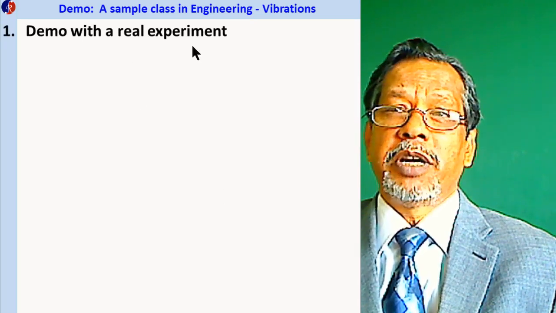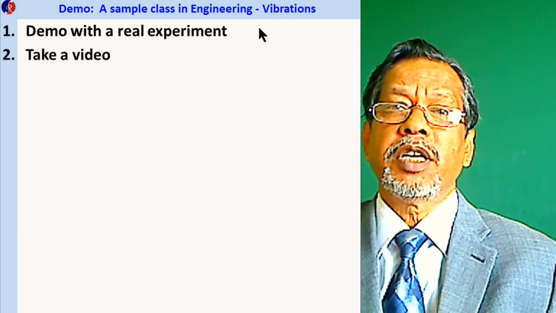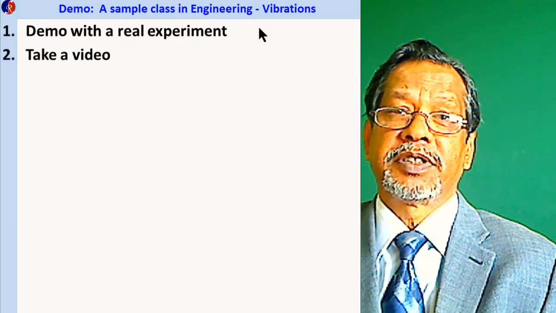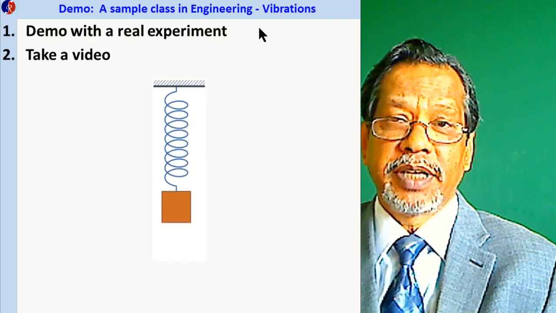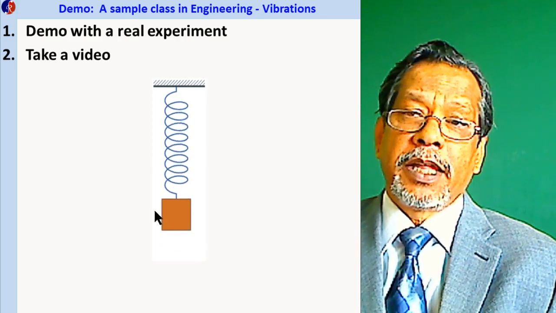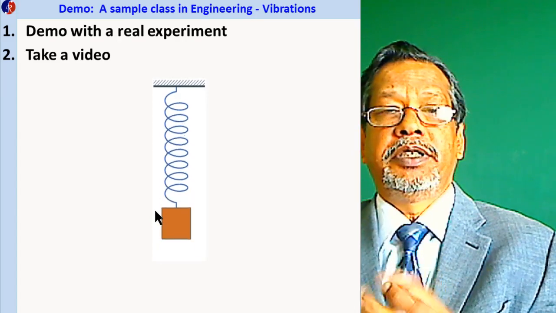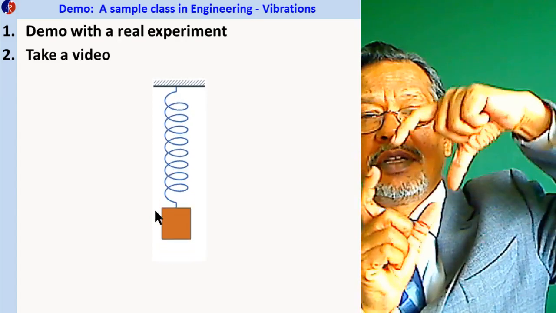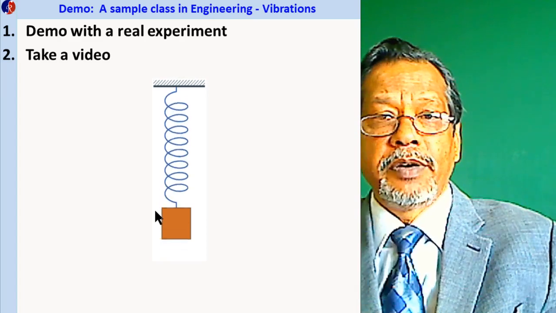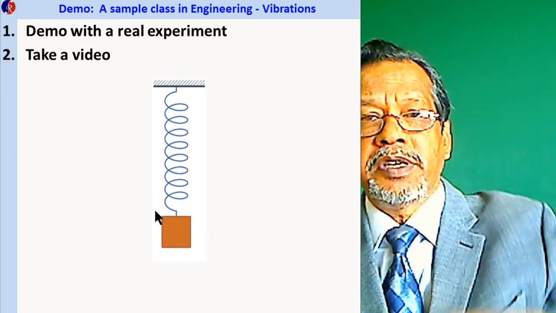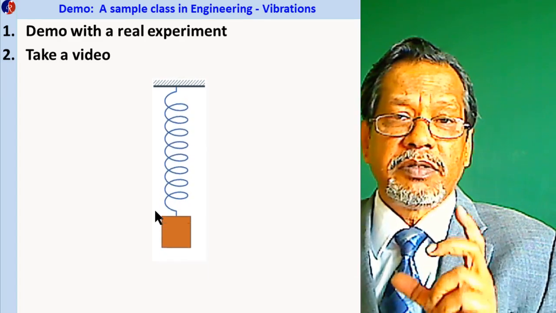Demo with a real experiment, okay? So these are the basic steps. Demo with a real experiment. Take a video, okay? You show the hardware, make it move, pull it down, let it go down. Take a cell phone, take a smartphone, take the video of that. From that video, you can see a lot of things.